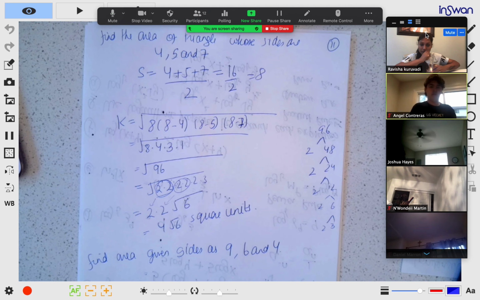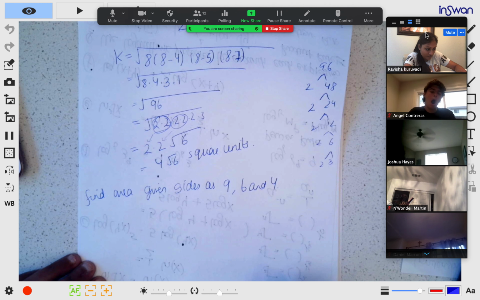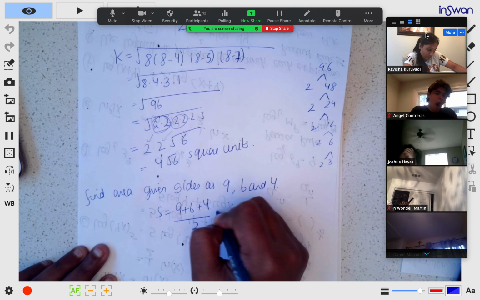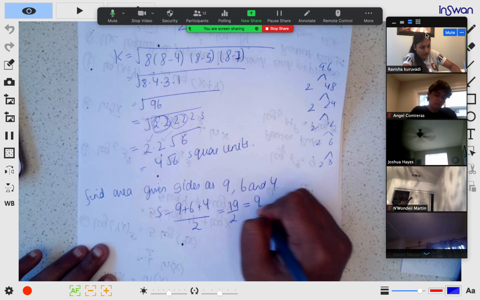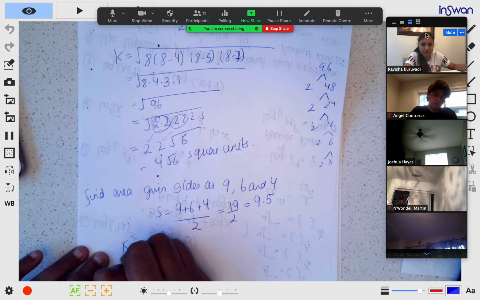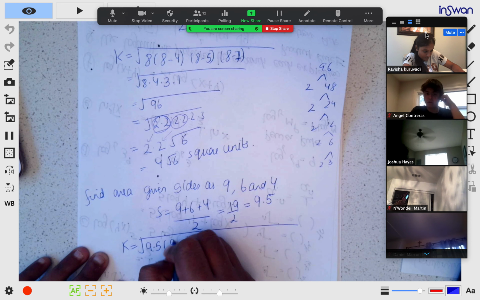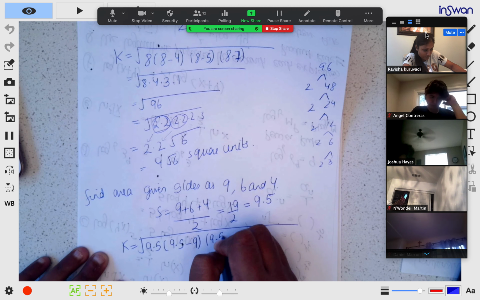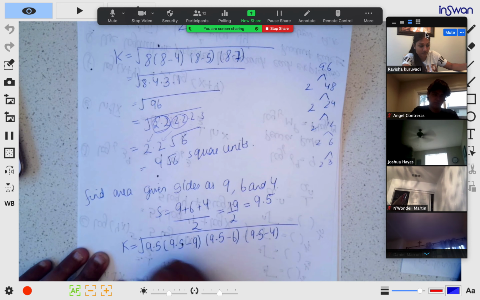Yes, do you want to do this problem? Yeah, I'll try it. Okay, so I did S equals 9 plus 6 plus 4 divided by 2. I got 19 over 2, and I got 9.5. Perfect. And now use the formula, which is 9.5 times 9.5 minus 9 times 9.5 minus 6 times 9.5 minus 4.